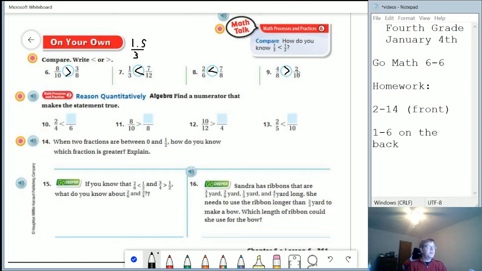Excuse me, because we would need 5 parts out of 10 for this one. We would need 3 parts out of 6 to be equal. If we had 4 parts out of 6, then we would have to do something slightly different, but this one would still be bigger.